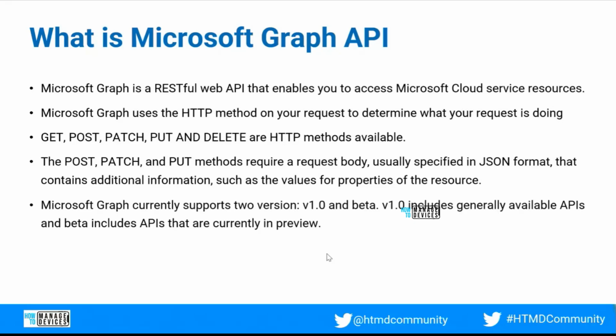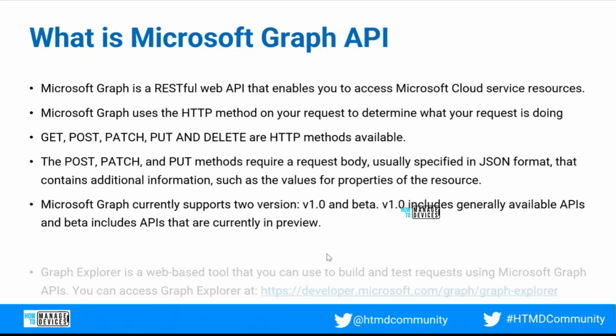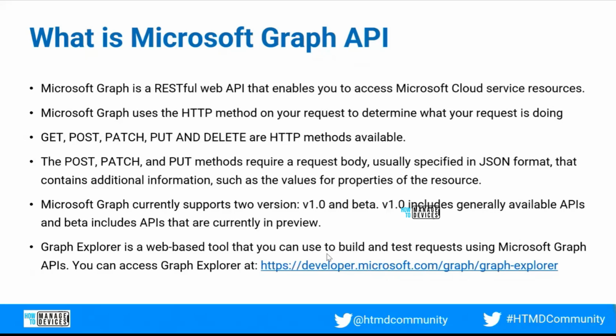All right, Microsoft Graph API currently supports two versions, guys. One is version 1.0, another one is the beta. As the name states, beta is kind of a testing version, or maybe not a production release. Version 1.0 includes generally available APIs, and beta includes APIs that are currently in the preview. Both ways it should work. If you go with the beta or version 1.0, both have to work.